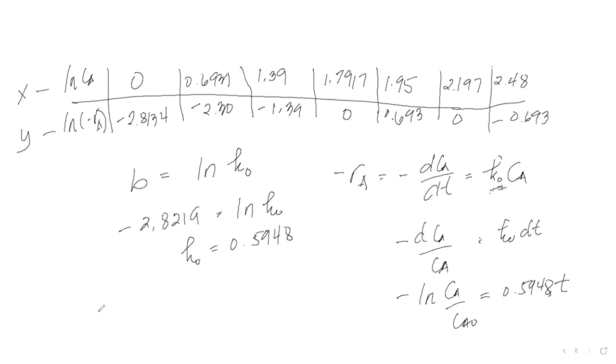So if we substitute the values provided in the problem, we want to determine the time for an initial concentration of 10 to lower down to 2. How long would that be? Okay, so the time is negative ln of 0.2 divided by 0.5948.